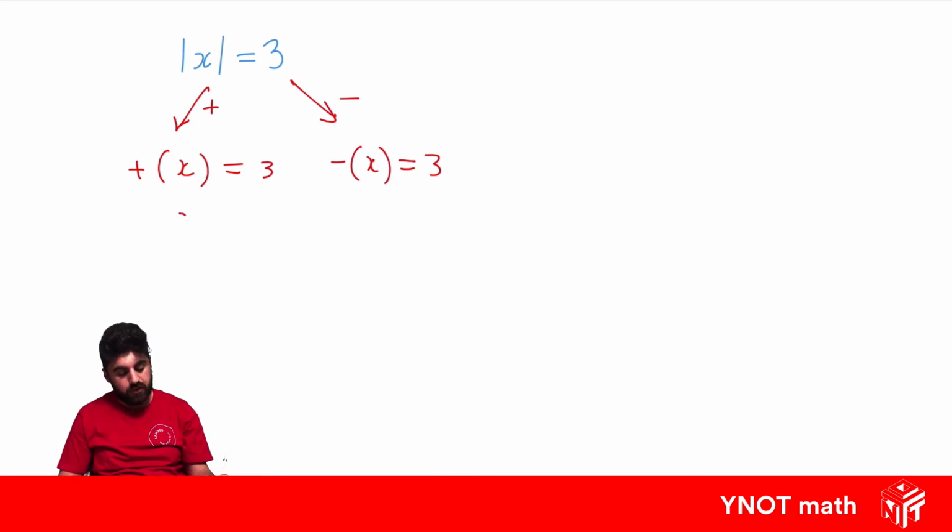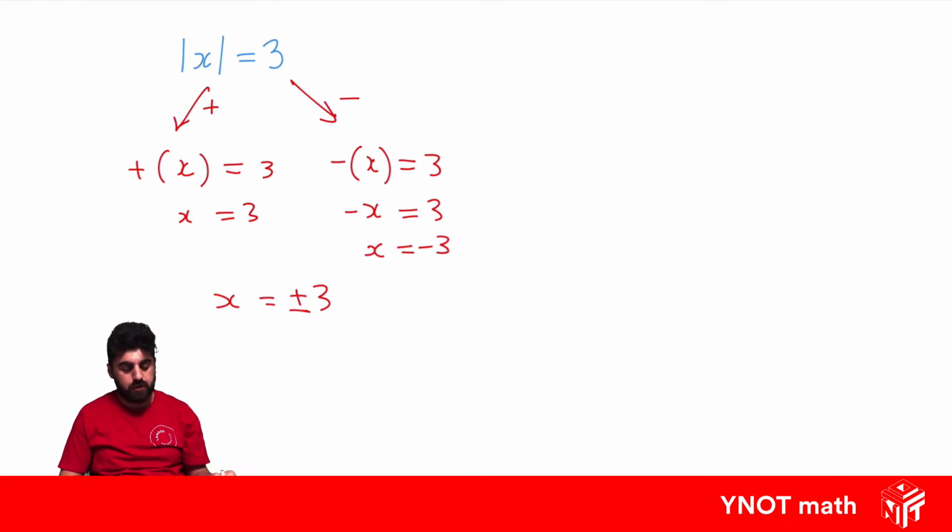So positive x is just x, so x equals 3, and negative x equals 3, times both sides by -1 to get x equals -3. So we get our final answer of x equaling plus or minus 3. So we get two solutions. And that makes sense, hopefully, that if x was 3, the absolute value of 3 is 3. And if x was -3, the absolute value of -3 is also positive 3. So those two values hold true.